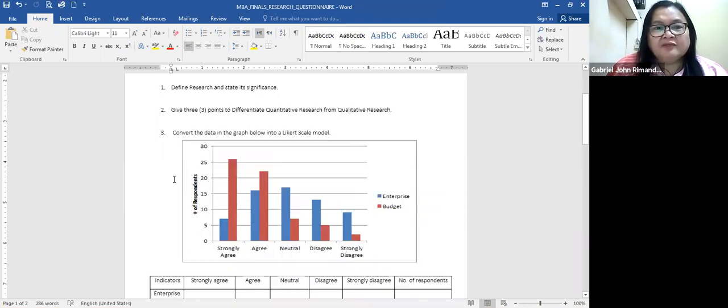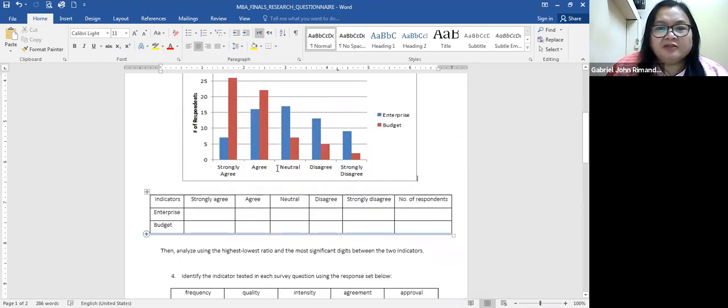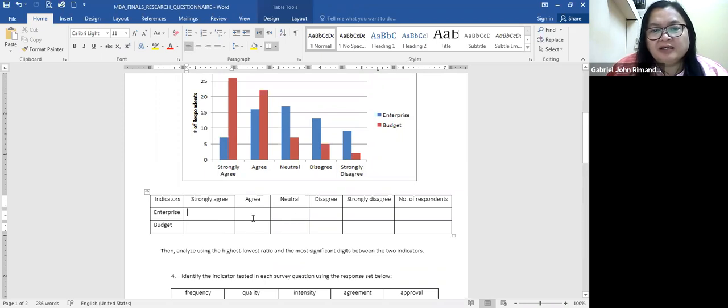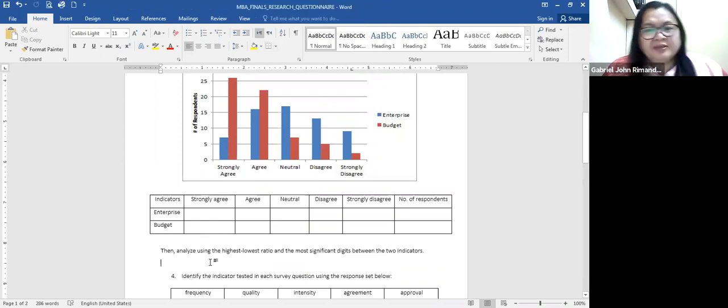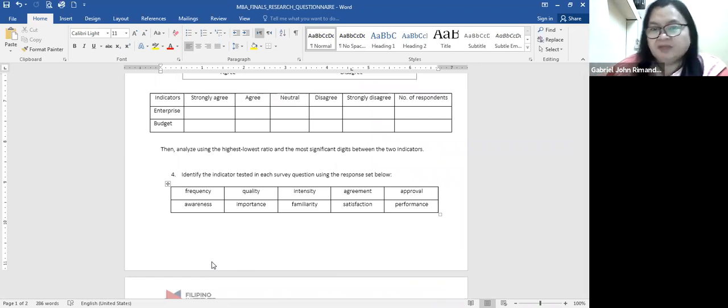Then number 3, convert the data in the graph below into a Likert scale model. So this is the number of respondents. Then these are our raters. And then the indicators will be enterprise in blue, budget in red. So you just have to identify here what's the number of people who strongly agree, neutral. Okay, that's easy. You just need to read the graph. And then what follows is analysis of the highest, lowest, ratio and the most significant digits between the two indicators.